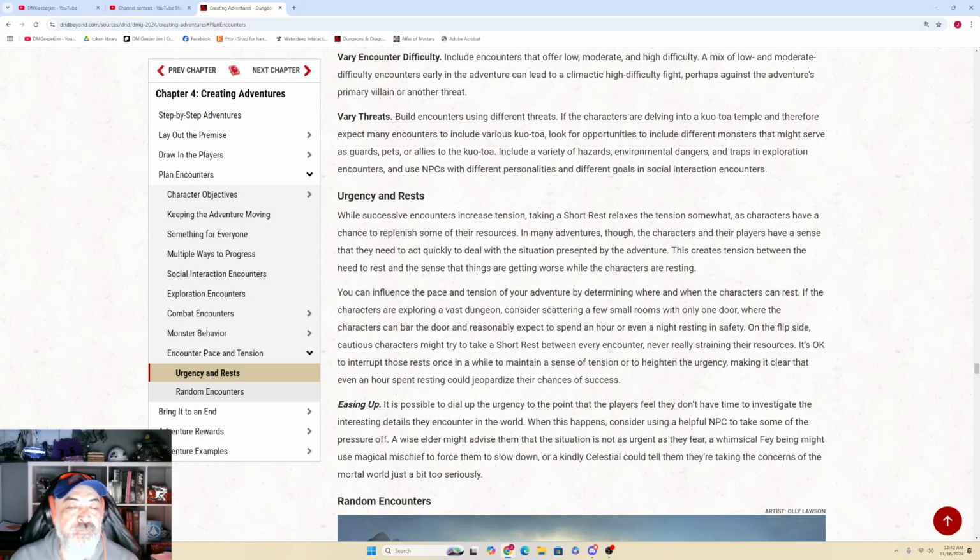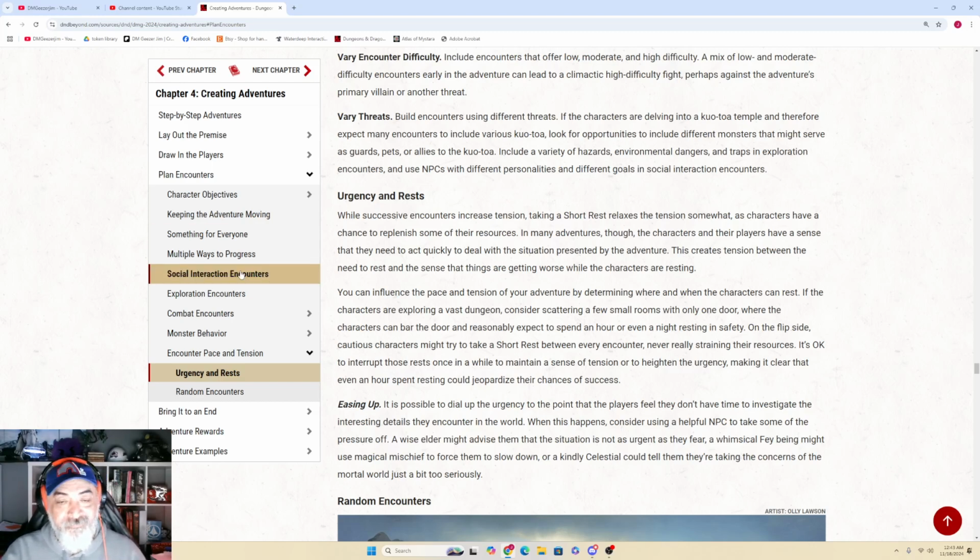If the characters are exploring a vast dungeon, consider scattering a few small rooms with only one door, where the characters can bar the door and reasonably expect to spend an hour or even a night resting in safety. On the flip side, cautious characters might try to take a short rest between every encounter, never really straining their resources. It's okay to interrupt those rests once in a while to maintain a sense of tension or to heighten the urgency, making it clear that even an hour spent resting could jeopardize their chances of success.